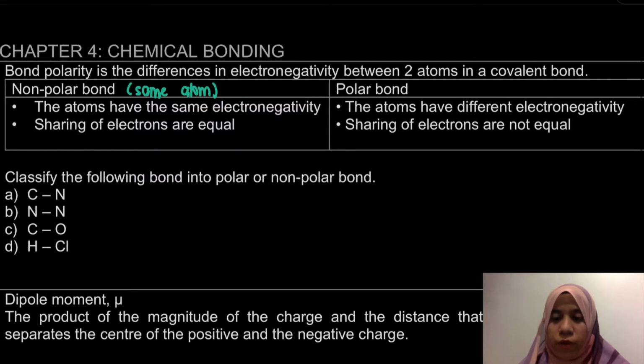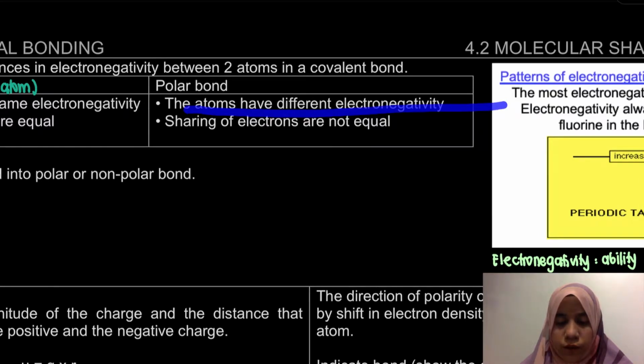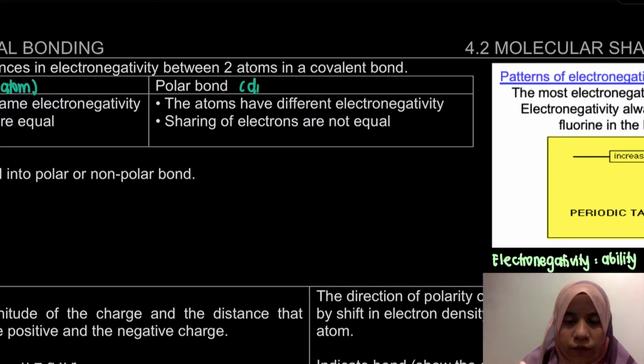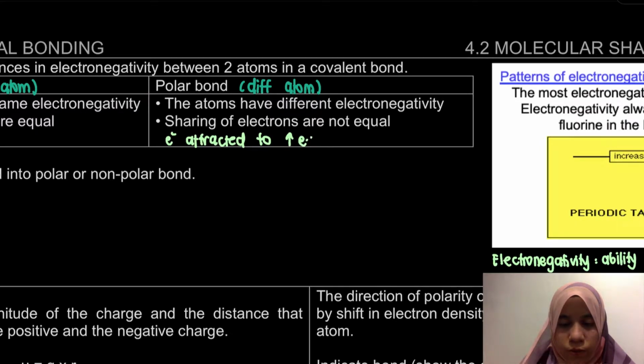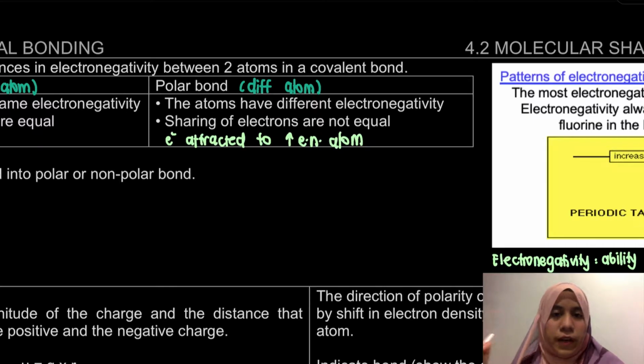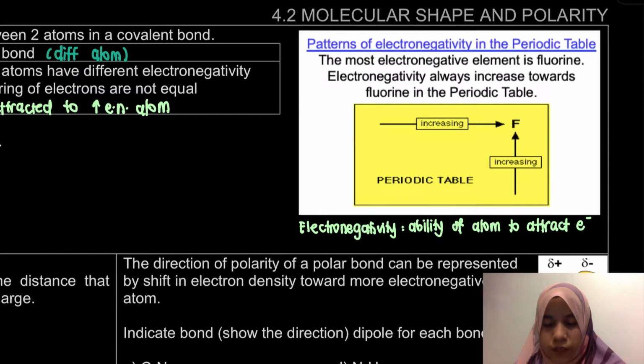For a polar bond, the atoms have different electronegativity. Here, we have different atoms, where the sharing of electrons is not equal. Why? Because electrons are attracted to the more electronegative atom. So what is electronegativity? This is what we learned in chapter 3, the last part before we learn about oxides. Electronegativity is the ability of an atom to attract electrons.